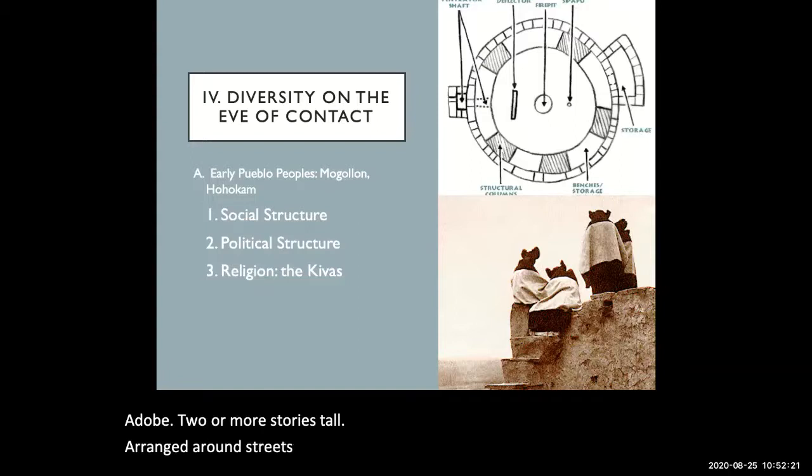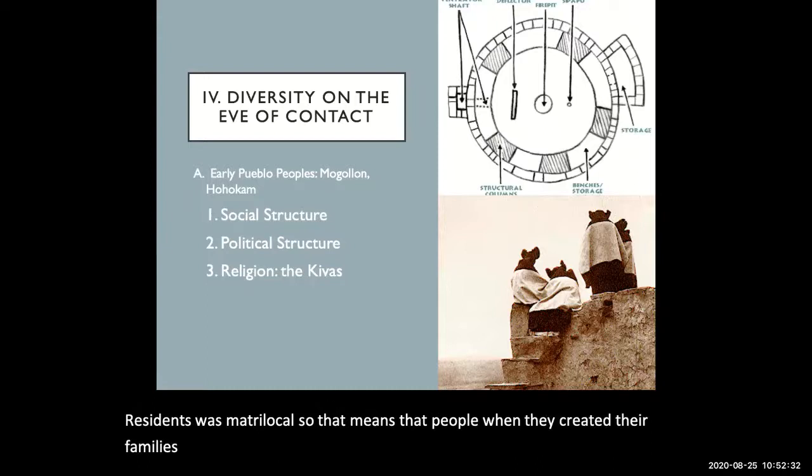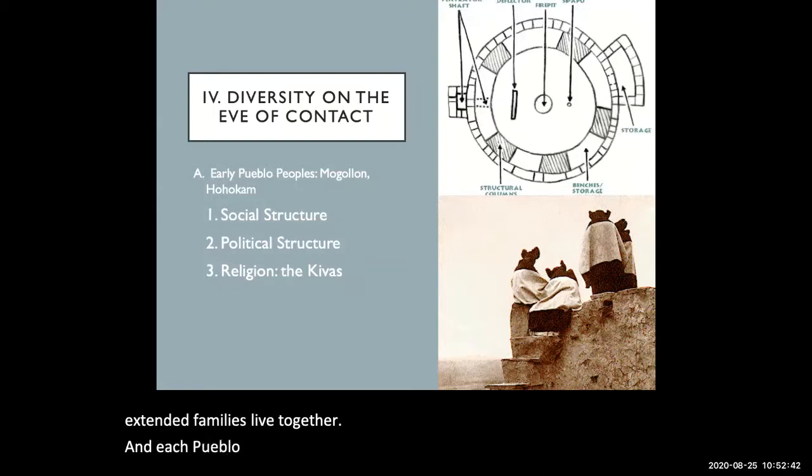Residence was matrilocal, so that means that people, when they created their families, went to go live with their mother's family or often their mother's brother. Extended families lived together, and each Pueblo had a number of underground structures known as kivas where religious activities were conducted.